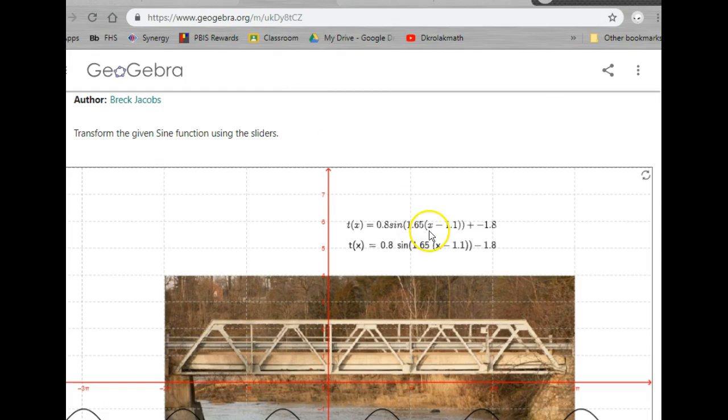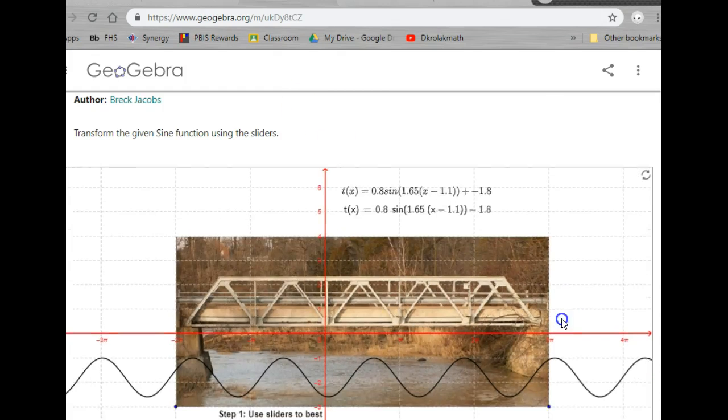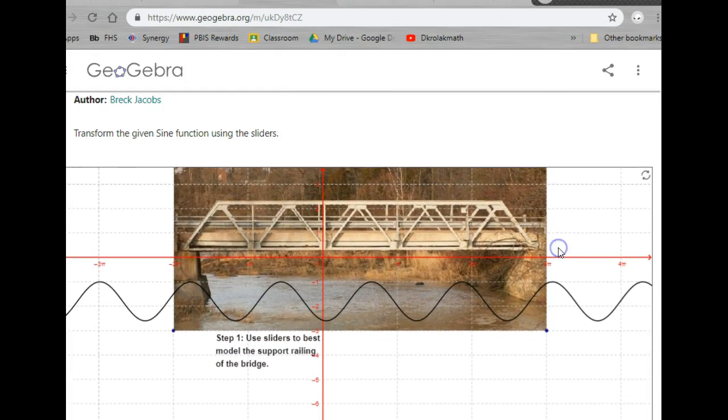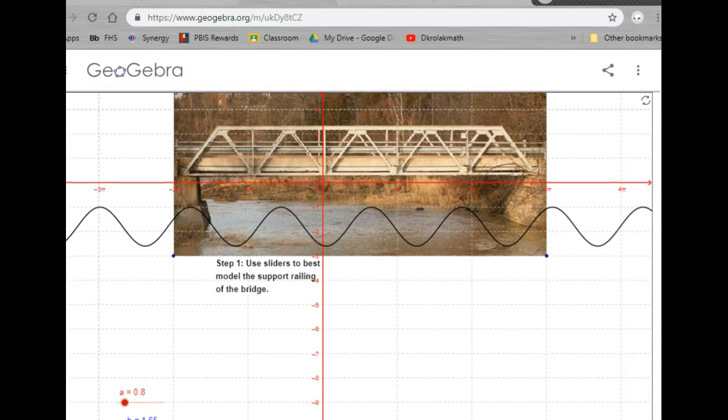Oscilloscope. All right, so here's an example. If you look here, we have this curve that is this bridge. So we could model that by just taking a sine function and changing the different parameters on it, the A, the B, the C, in order for that to fit the data.